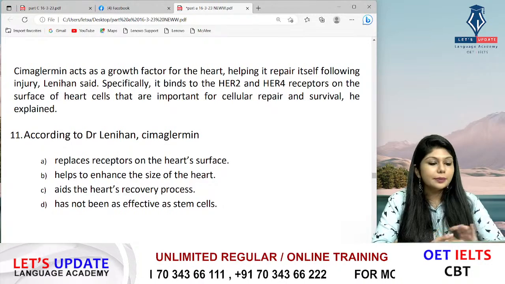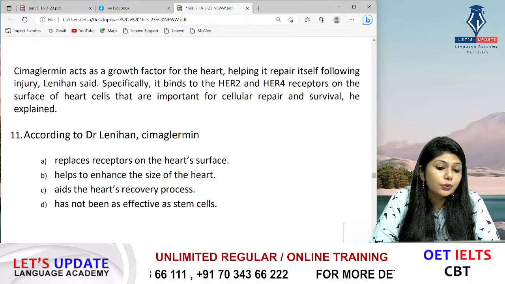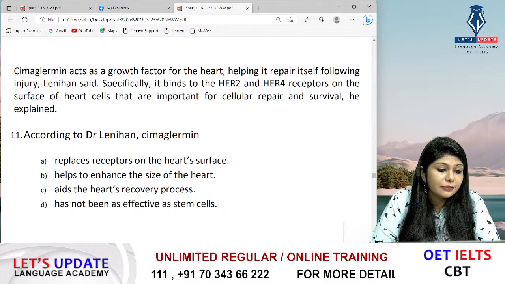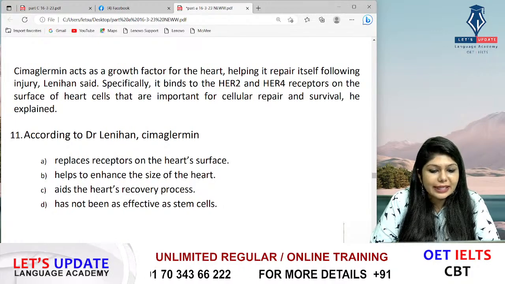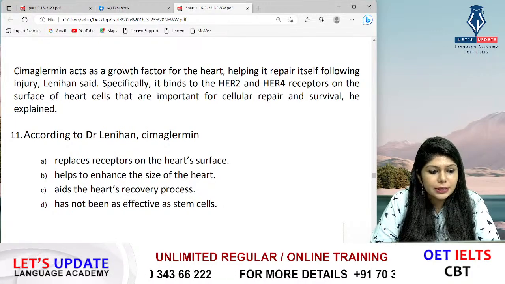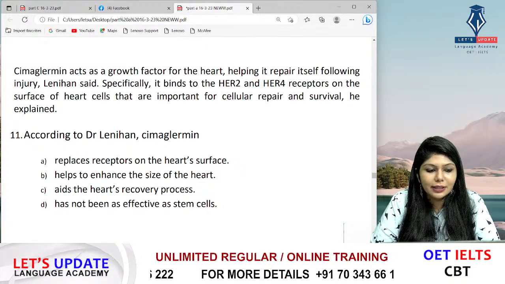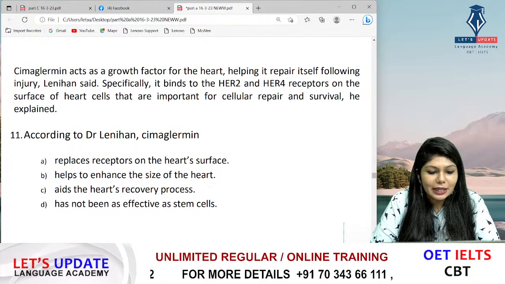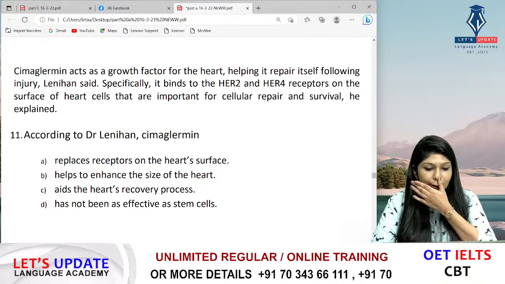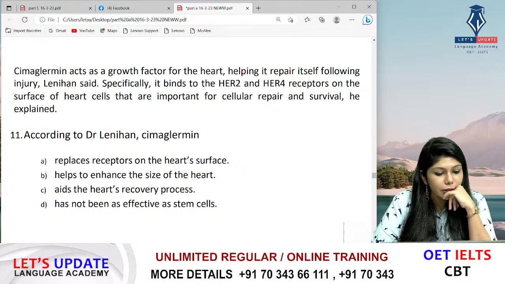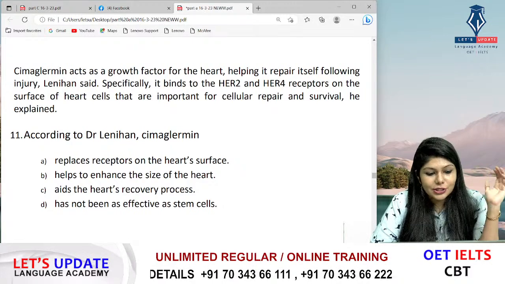Okay, so let's read the paragraph now. Semaglutide acts as a growth factor for the heart, helping it repair itself following injury. Then Hand said specifically it binds to the HER2 and HER4 receptors on the surface of heart cells that are important for cellular repair and survival, he explained. So that was what the paragraph was about, and the question is, according to Dr. Lenihan, semaglutide, what is its function or what does it do?